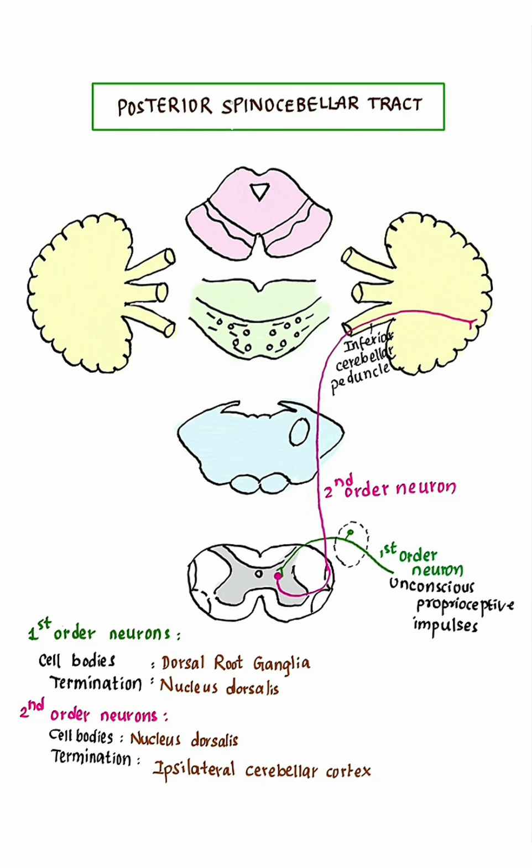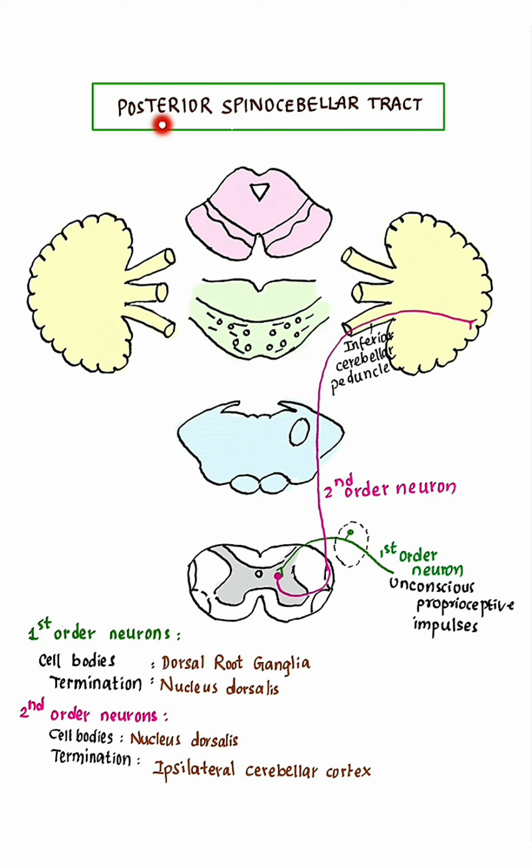Let us now see about spinocerebellar tracts. Spinocerebellar tract carries the sensations of unconscious proprioception. The sensations are carried to ipsilateral cerebellar cortex. Right side sensations are carried to right side cerebellar cortex.